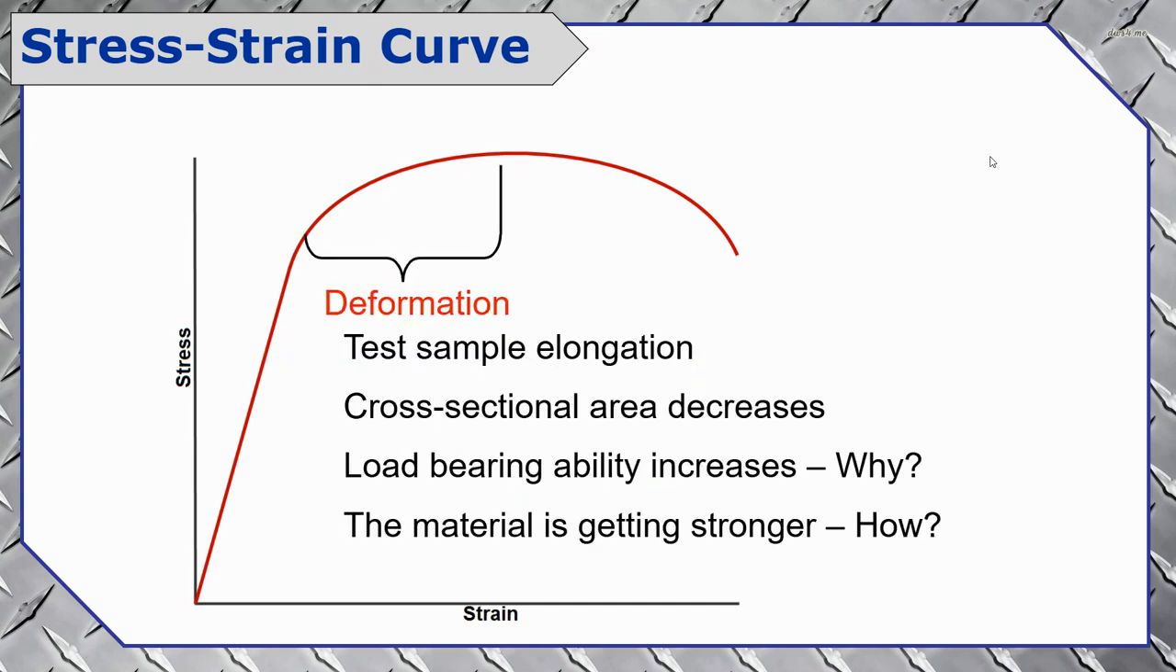What's interesting to note here on the curve is that as we get into plastic deformation, our test sample is continuing to elongate, and our cross-sectional area is starting to decrease. The sample is getting narrower where the breakage is going to occur, but at the same time, its ability to carry the load is still increasing through this range. So how is that possible? How is the material getting stronger while it's getting narrower?